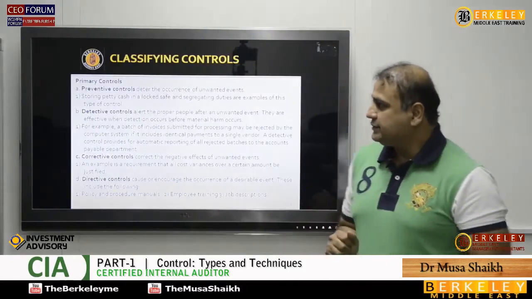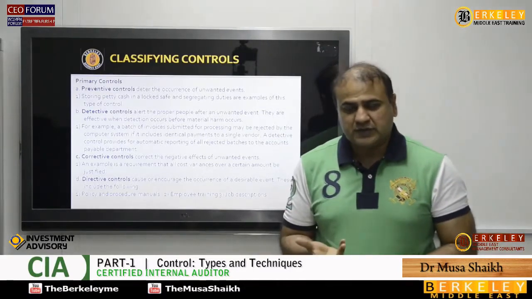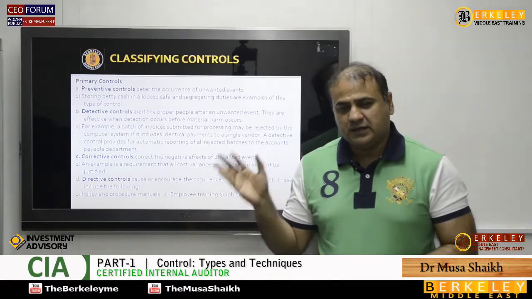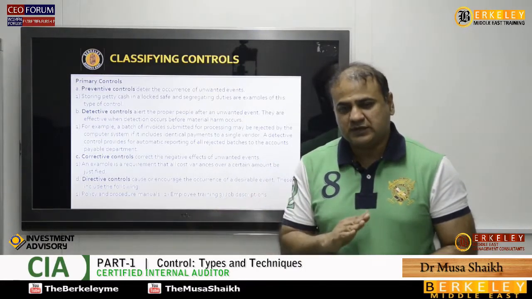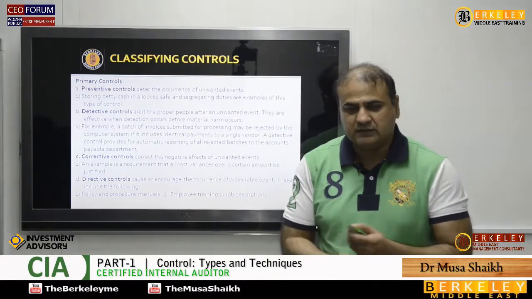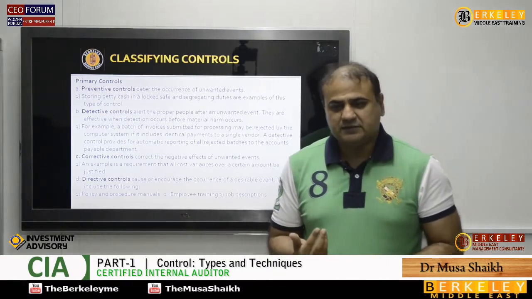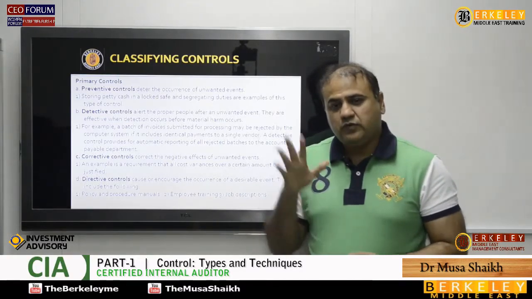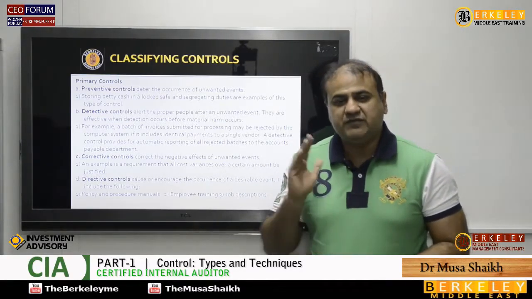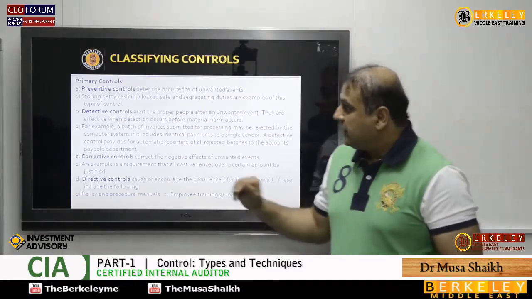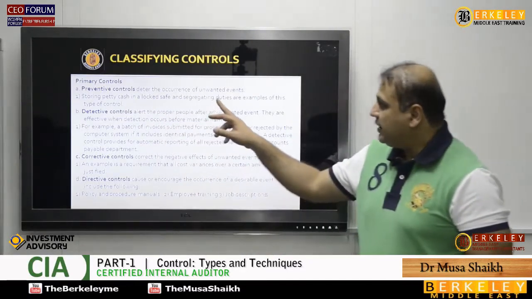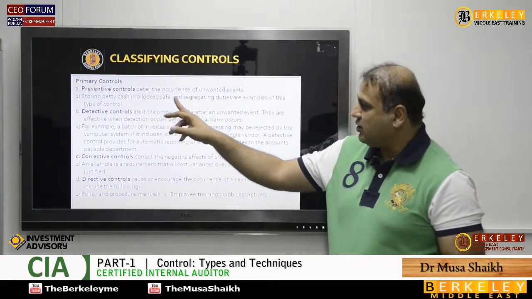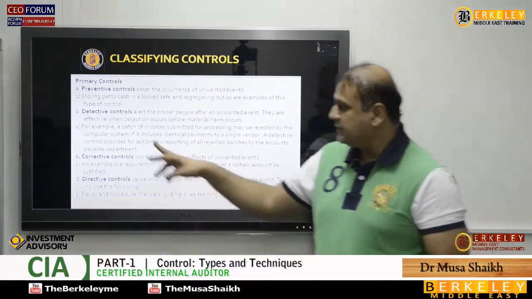Primary controls, there are some types of controls. One is preventive control. As we say, prevention is better than cure. So if it is cold outside, I should wear a jacket, gloves, otherwise I may affect my body. Same way when we make a company, before we open the company, we put some preventive controls. Preventive controls deter the occurrence of unwanted events, like storing petty cash in a locked safe as an example.